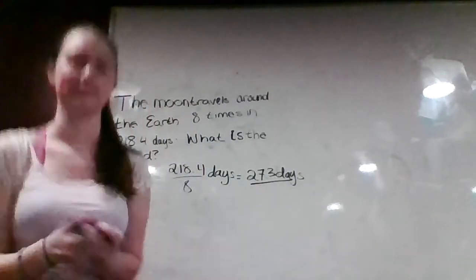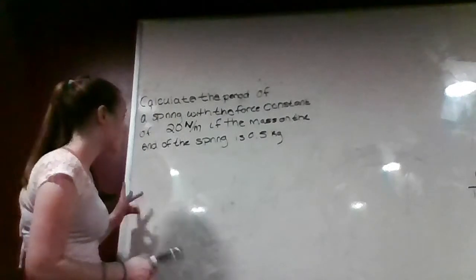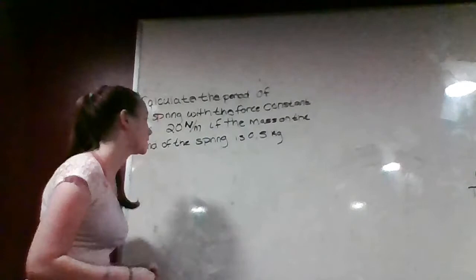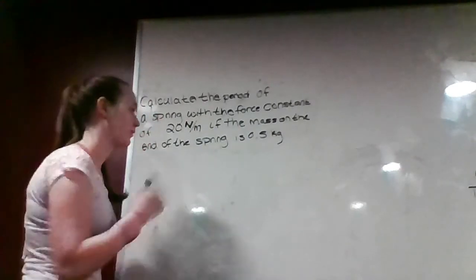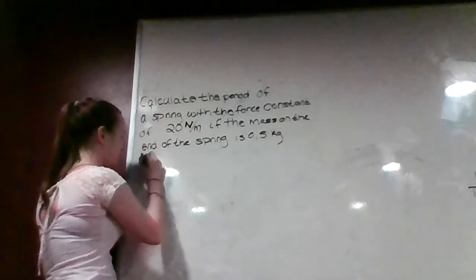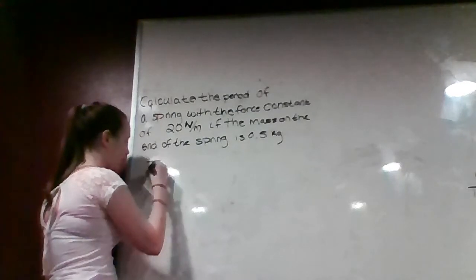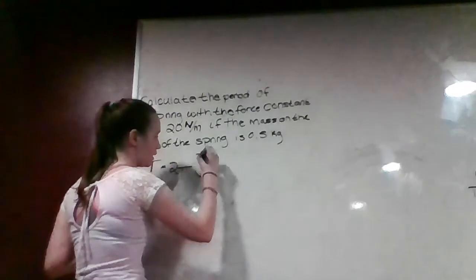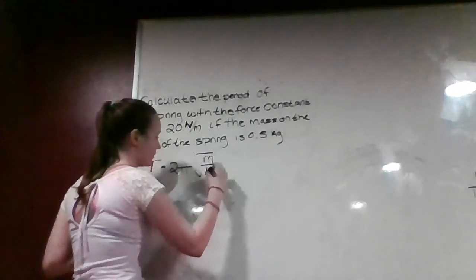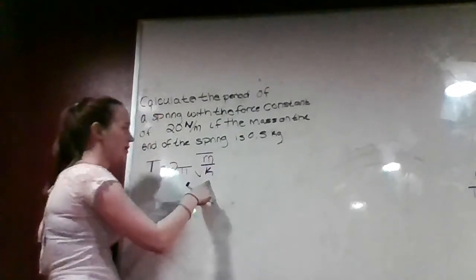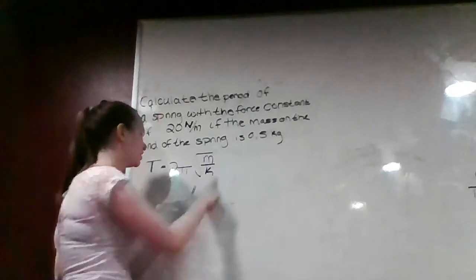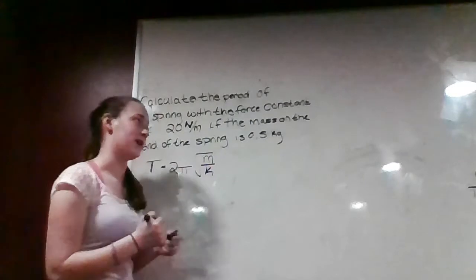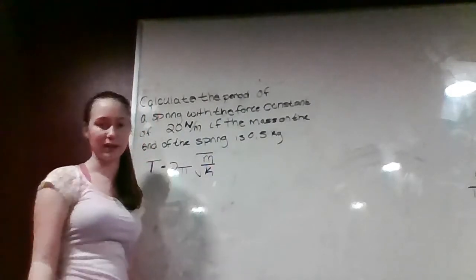Just like that. Calculate the period of the spring with a force constant of 20 newtons per meter if the mass on the end of the spring is 0.5 kilograms. Now, we have the equation T equals 2 pi square root of m over k. 20 newtons per meter would be your k, and 0.5 would be your mass. Say that you didn't remember this equation or couldn't find it on your equation sheet. Are there other ways to get to it?